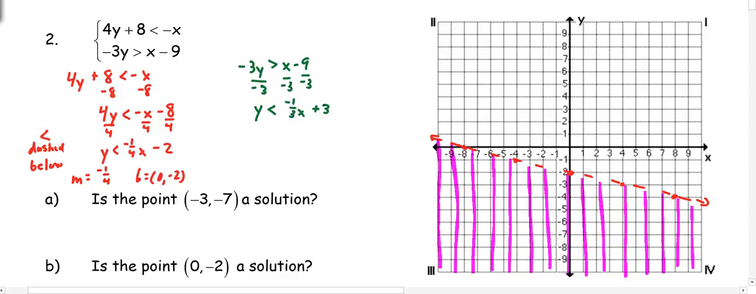So for this graph, we're going to go to 3. We're going to go down 1 over 3, down 1 over 3. I'm going to use the opposite slope as well. I'm also going to go up 1 over 3 in the other direction. And then looking at my inequality sign, because it's a less than, it's going to be dashed. And again, we're going to shade below. So I'm going to have another dashed line.